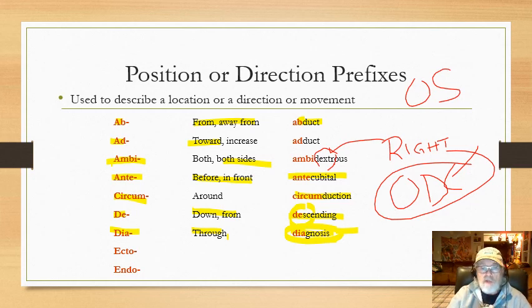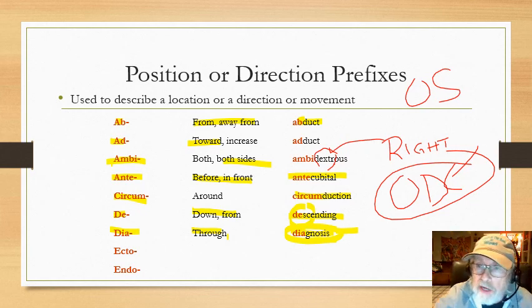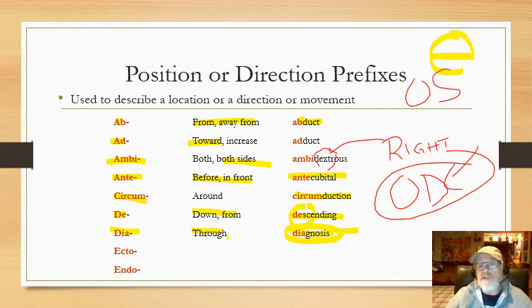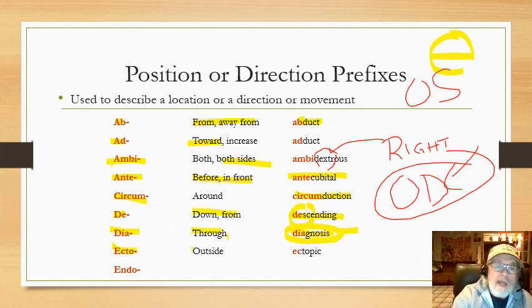If you look at a circle, going back to that circle, if I have a circle here, we have the circumference, but if I go across right there, that's the what? Diameter. It's through the center. So dia means through. Okay, ecto. Ecto means outside.